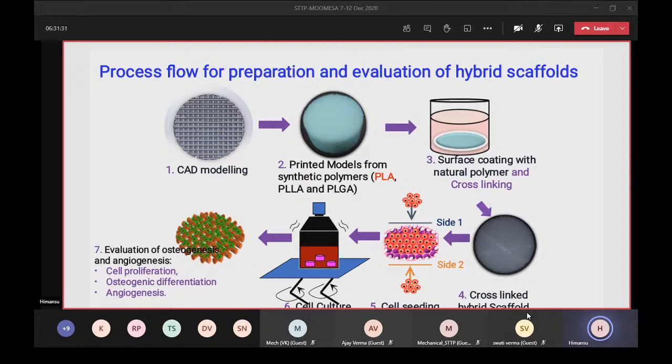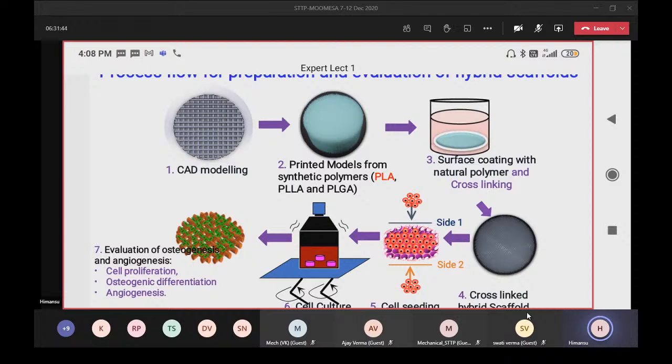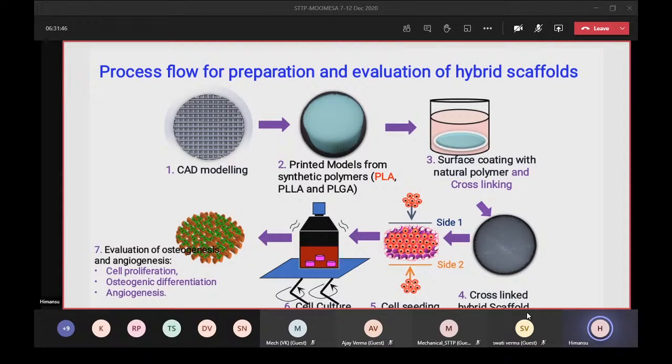apply vacuum. Immediately all the pores will be filled with the polymer solution. After some time, we remove the additional liquid by centrifugation, and then we do the freeze drying process. Then a thin layer of the natural polymer will remain.